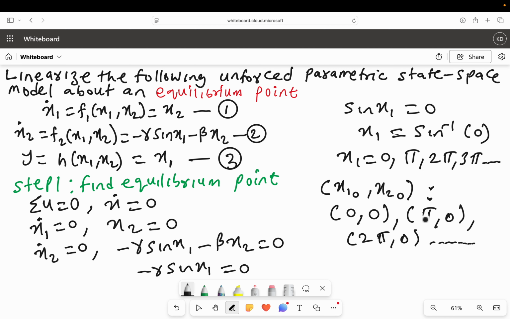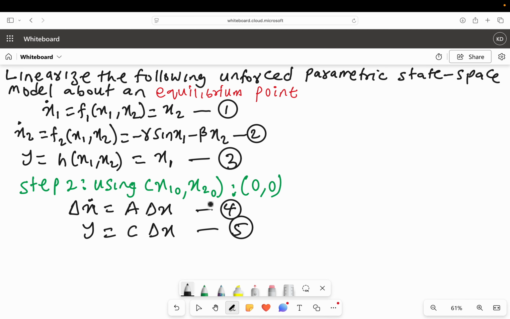I can linearize my nonlinear model around each of these points, since the question just says linearize the model about an equilibrium point. So now I will linearize it about the first point, when S1 is 0 and S2 is 0. As stated, this is the equilibrium point I'm using for my linearization. Equations 4 and 5 give me the linearized model obtained from Taylor series expansion. Change in x is just the deviation of the state from the equilibrium point, where A and C are my Jacobian matrices.